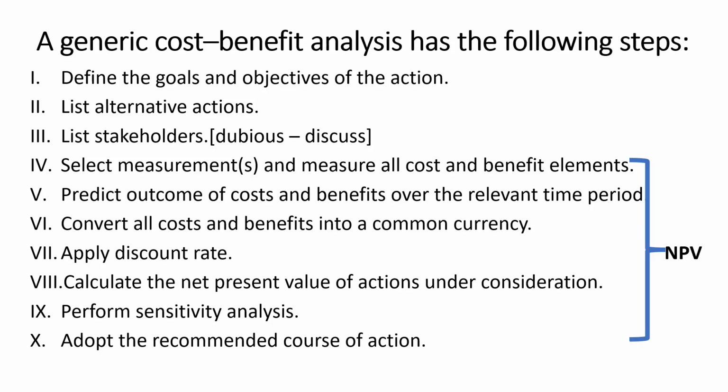Generally, cost-benefit analysis has the following steps. As I've said, you define the goal and objective of the action, list alternative actions, list stakeholders, select measurements, predict outcomes, convert all costs into a common currency, apply a discount rate, work out the net present value of the action and consideration, perform sensitivity analysis, and adopt the recommended course of action. Of course, these are in the introduction part. As you go higher in your studies, you can understand more of how they are applied. But generically, these are the steps you have to follow.